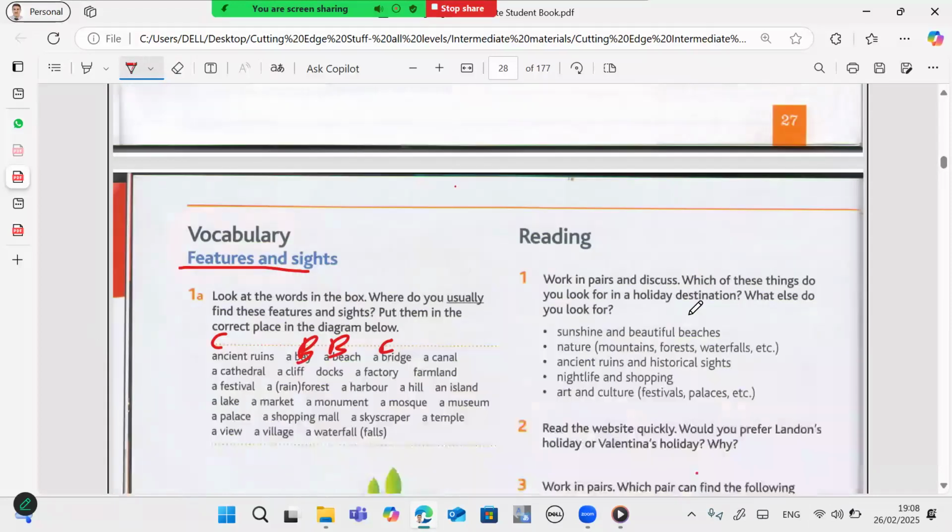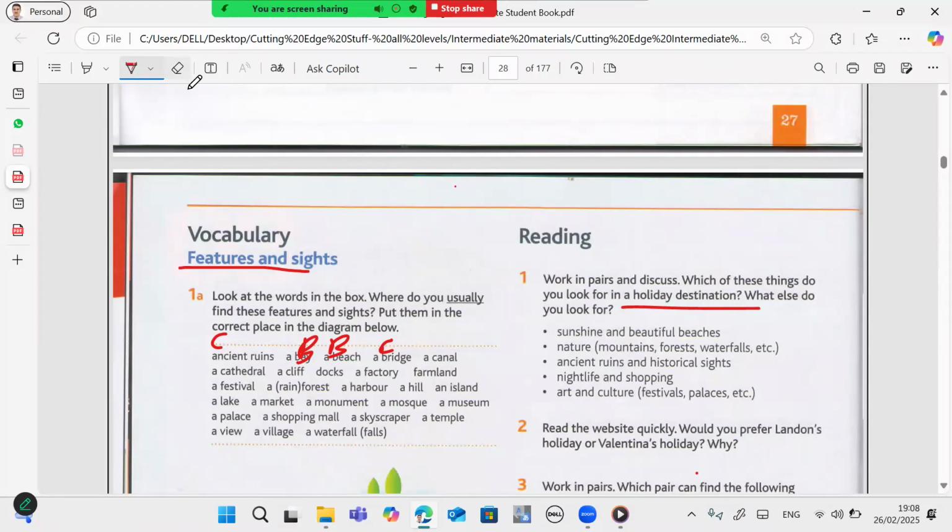So now, guys, let's read. This is amazing reading. I give you 3 minutes to skim, not scan, skim the passage and focus on the holiday destination. Which of these things do you look for in a holiday destination? What else do you look for?